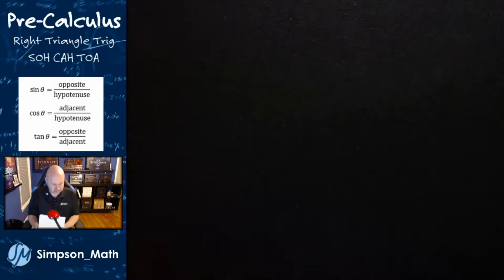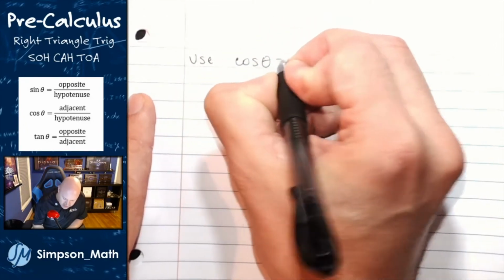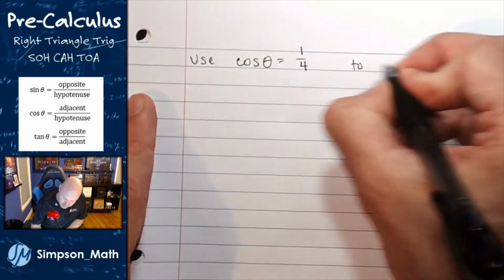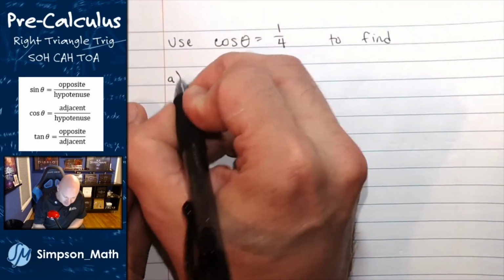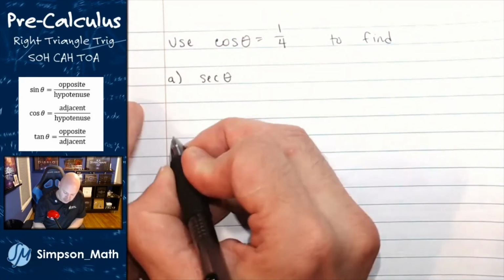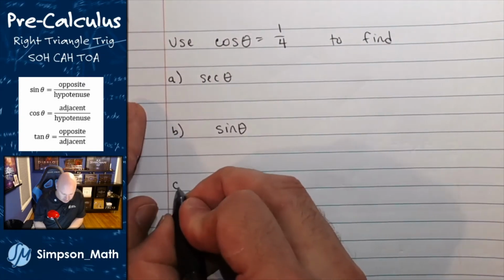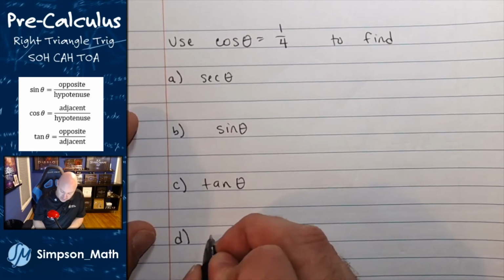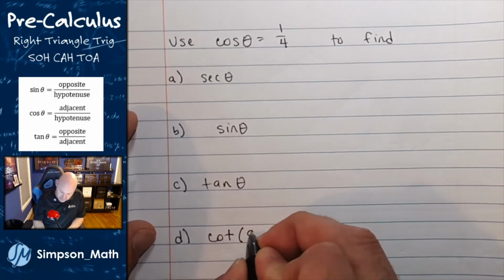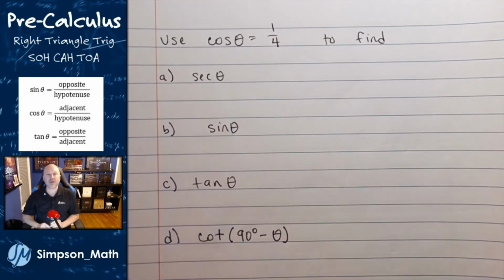All right, let's do another problem, though. Use the fact that cosine is 1/4 to find, let's say, part A, secant theta, part B, sine theta, part C, tangent theta, and part D, cotangent of 90 degrees minus theta. Now is a good time to pause the video and see if you can work this problem on your own.